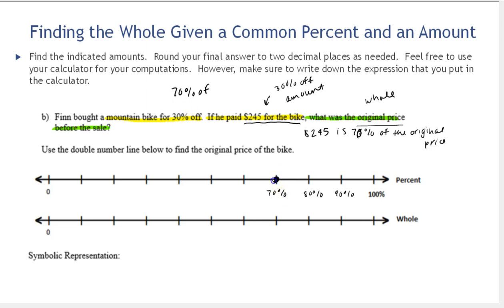So 70% corresponds to $245. Okay. Now, thinking of copies, this one is a little tricky, but we want to know how many copies of 70% are in 100%. Okay, and in the last case it was 20% and 100%.